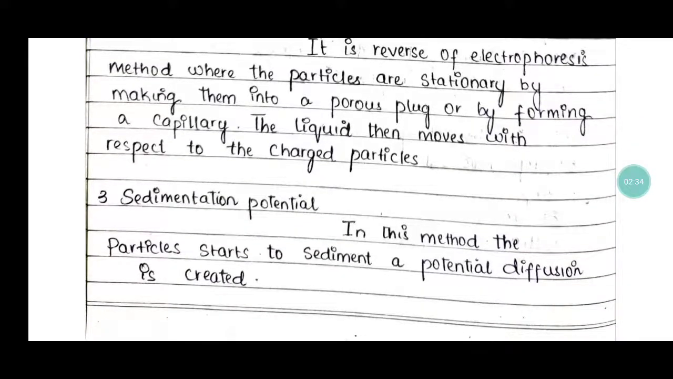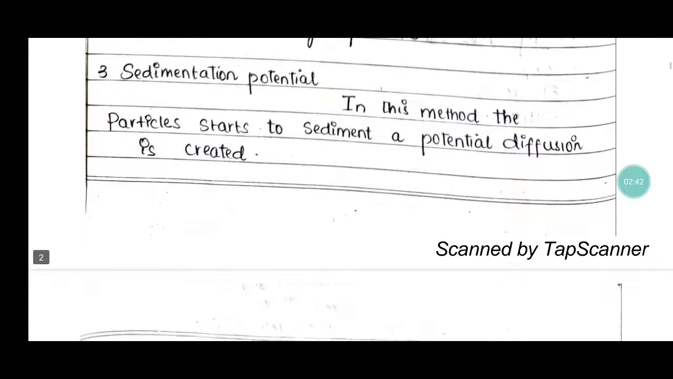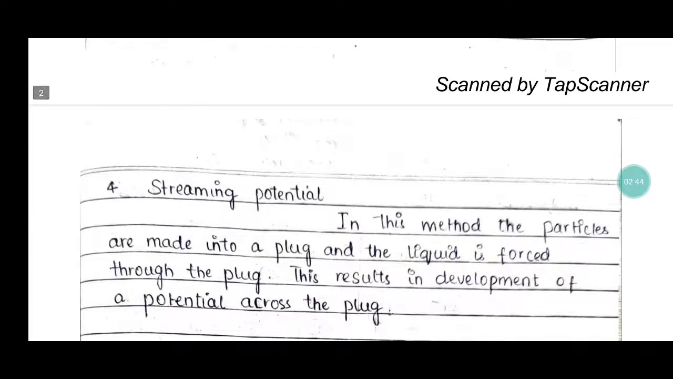And number three, sedimentation potential. In this method, the particles start to sediment and a potential difference is created. Number 4, streaming potential. In this method, the particles are made into a plug and the liquid is forced through the plug. This results in the development of a potential difference across the plug.